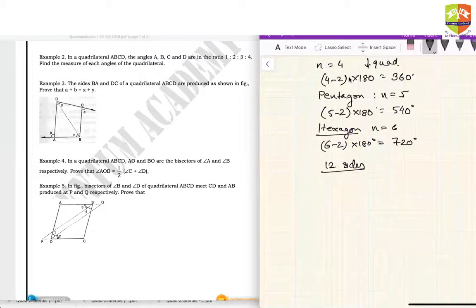A 12-sided polygon. Dodecagon. 1,800. Yes, awesome. (12 minus 2) times 180 degrees is 1,800 degrees. Very good. Thanks a lot.